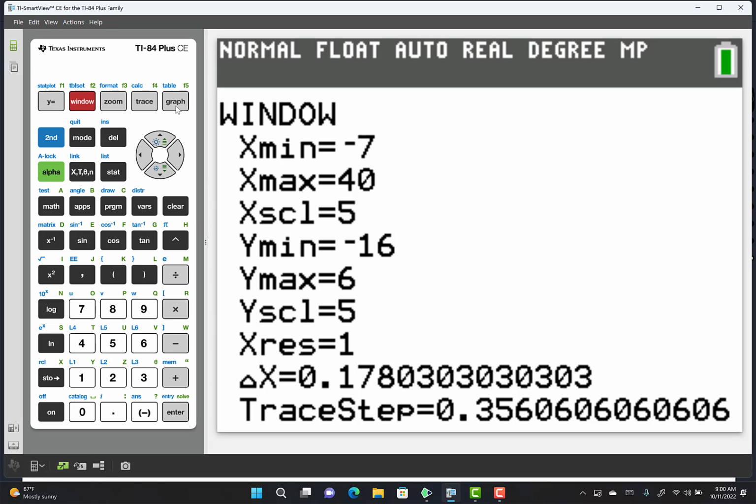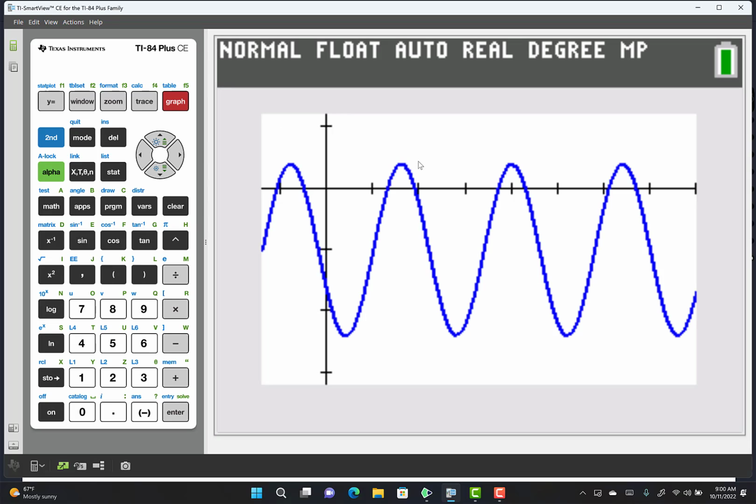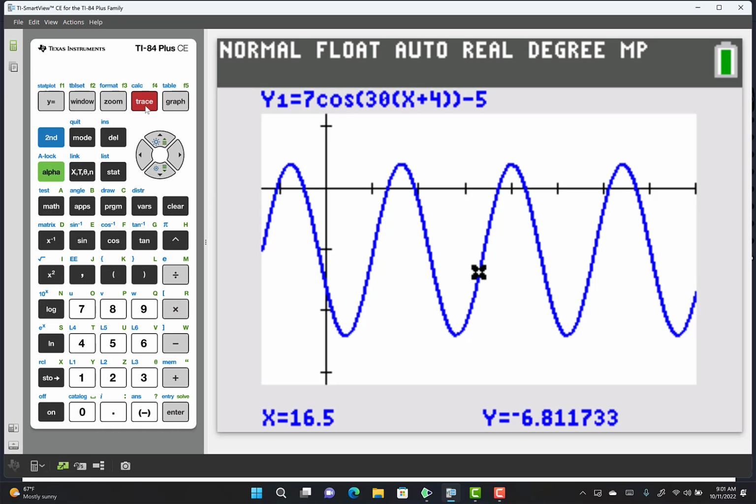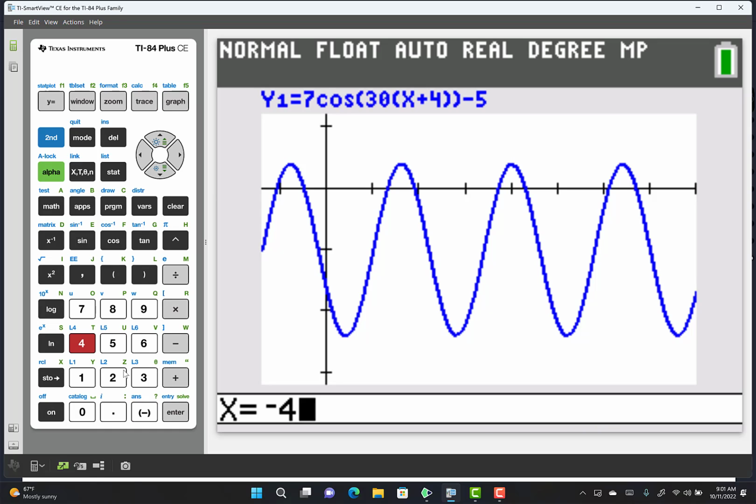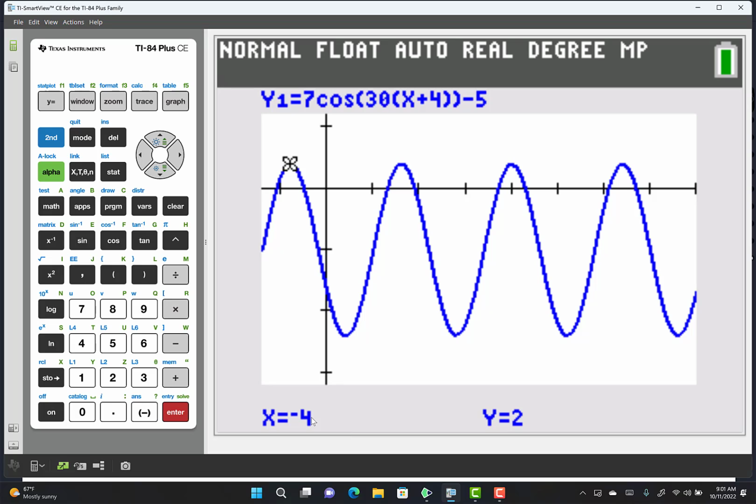Okay. I push graph. Here's my equation. How do I test it? You see the button that says trace? Push the trace button. And then I just put negative 4 and I push enter. At negative 4, do I have a max of 2? Yes, I do.